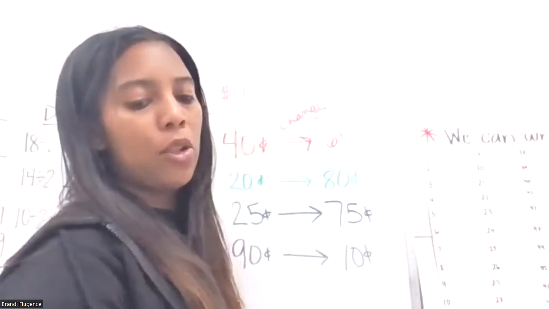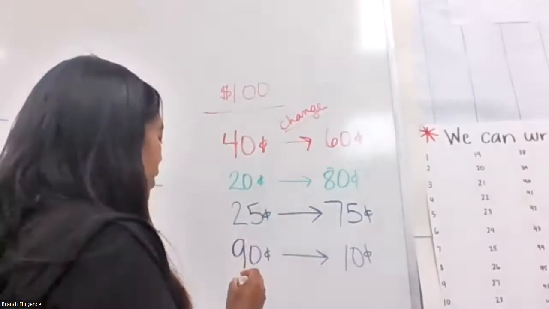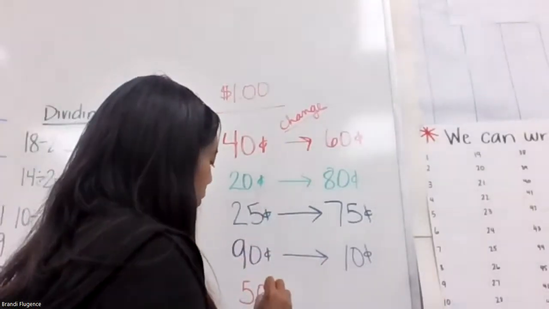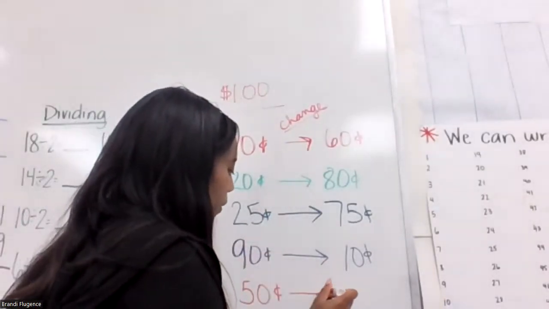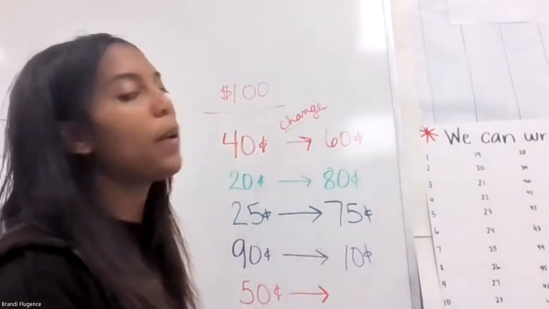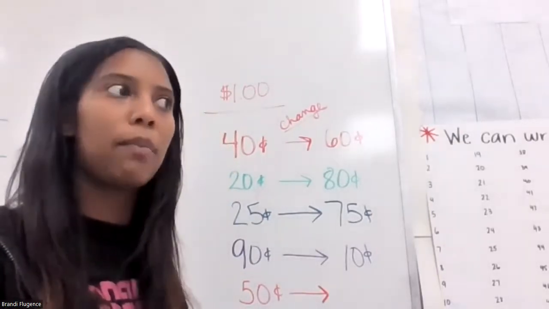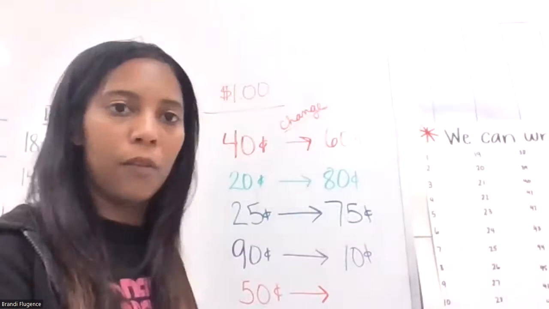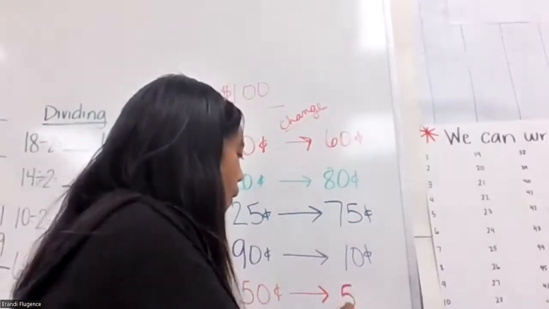Okay, number 5 is the juice box. The juice box is 50 cents. Now that should be another easy one because 50 and 50 make $1. So if I spend 50 cents, how much change should I get back from 50 cents? 50 cents.